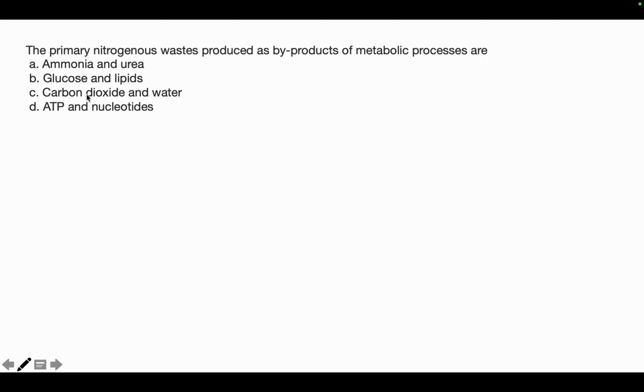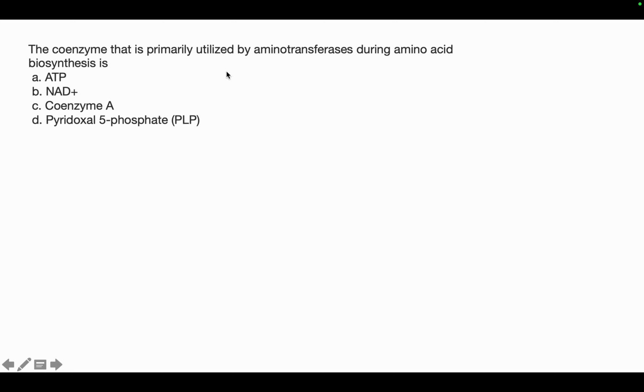The primary nitrogenous waste produced as a byproduct of metabolic processes is... Nitrogenous waste means it will contain nitrogenous compounds. The only nitrogenous compounds are ammonia and urea. Glucose, lipids, and carbohydrates don't have any nitrogenous compound. The correct answer is A, ammonia and urea.